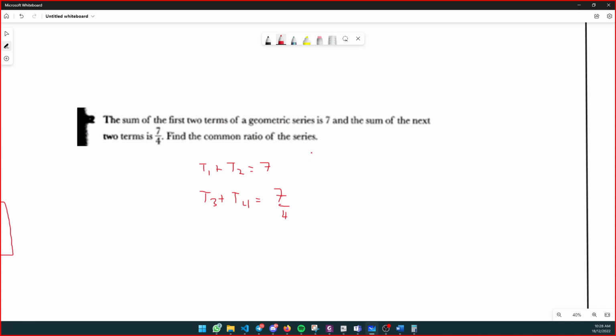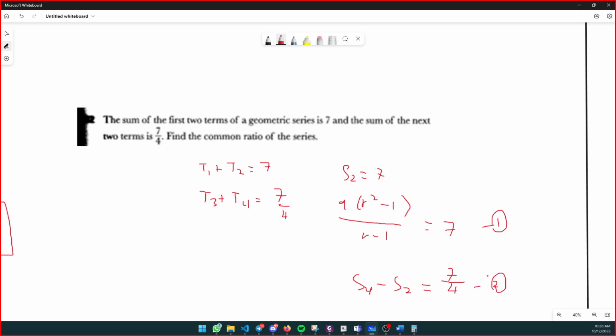So how can we solve this question? Let's try it like this. S2 equals 7, and I know that a(r squared minus 1) over r minus 1 equals 7. And I also know that S4 minus S2 equals 7 over 4. These are my two equations, 1 and 2.